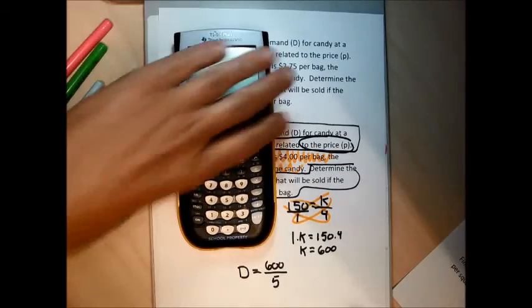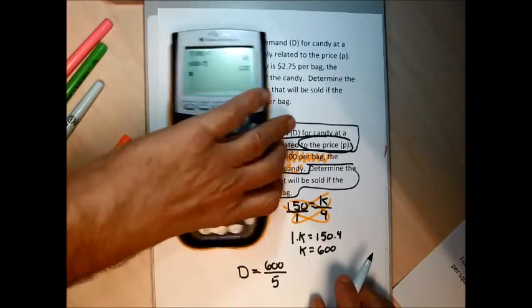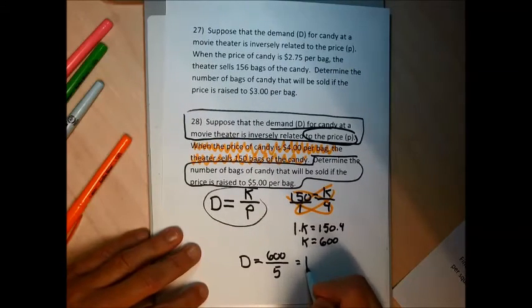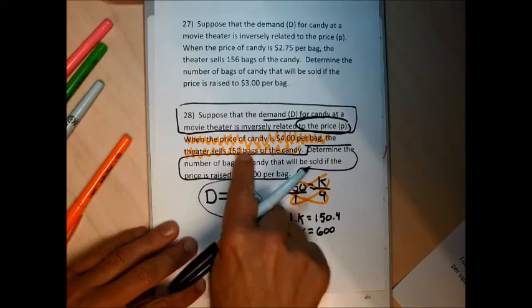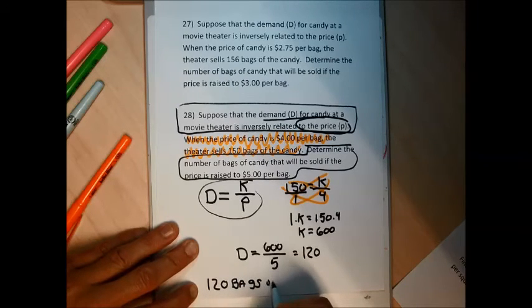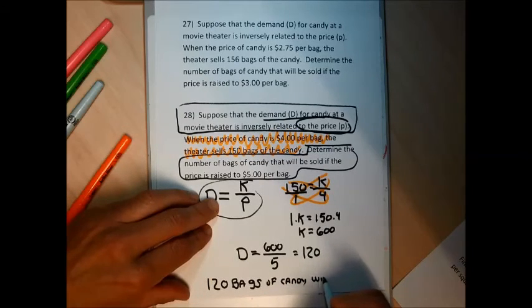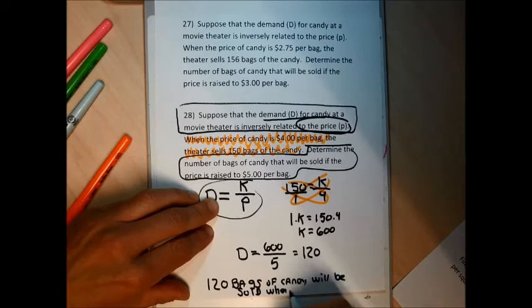And let me do that on my calculator. 600 divided by 5. I get 120. So because this is a more wordy problem, I should probably have more words to my answer. And this 120 represents the number of bags of candy sold. So let me just say 120 bags of candy will be sold when the price is $5 per bag.